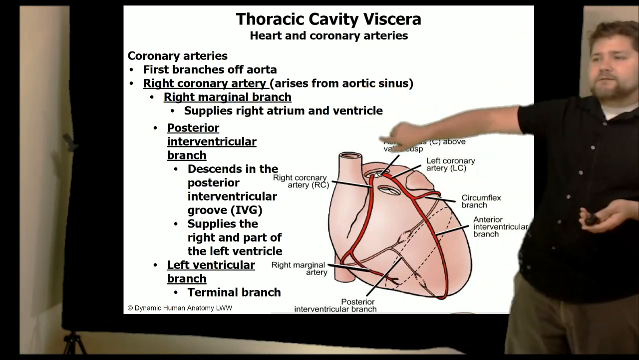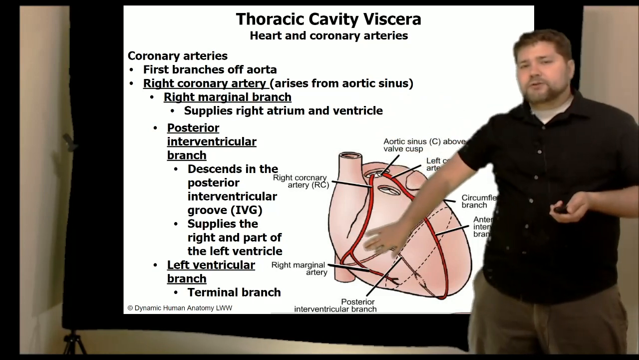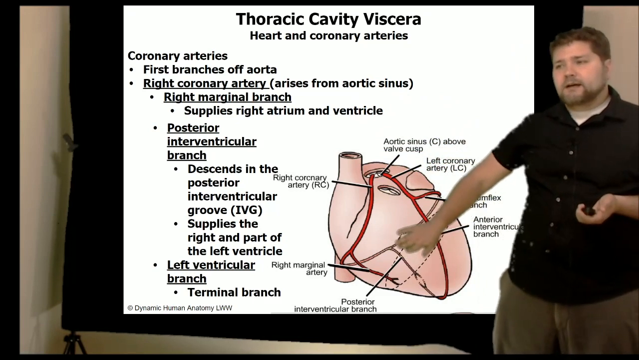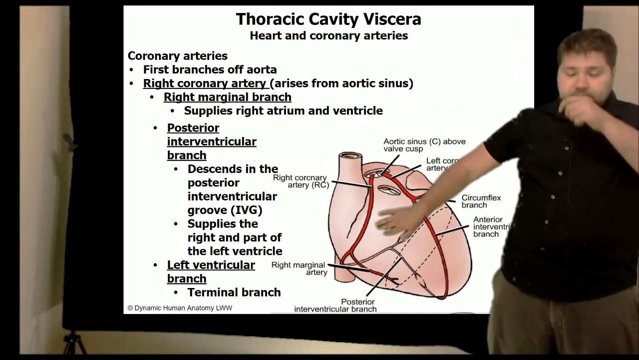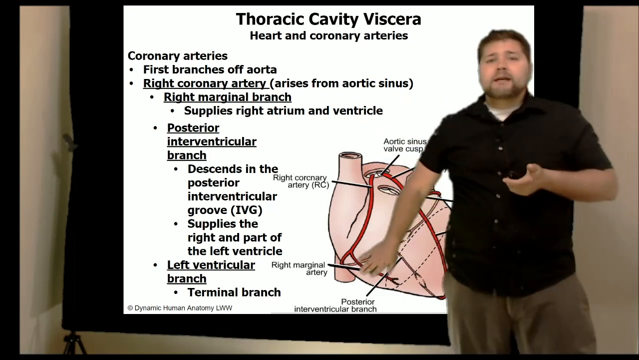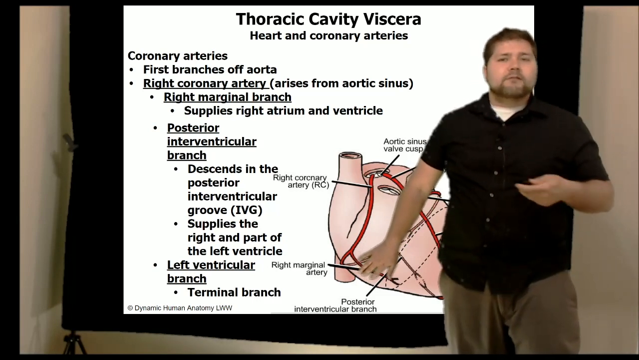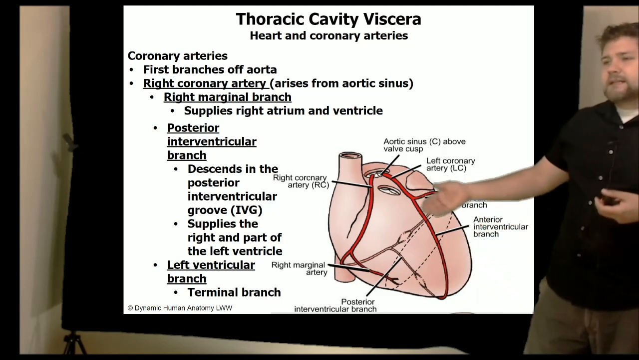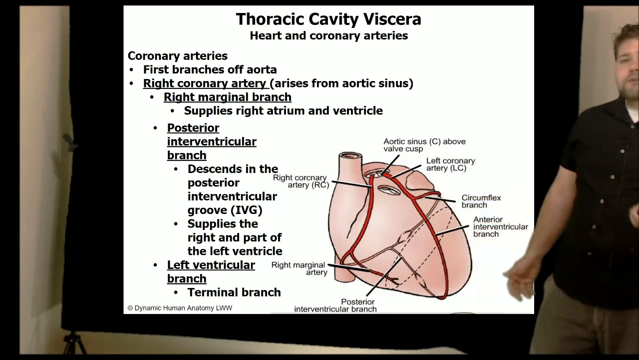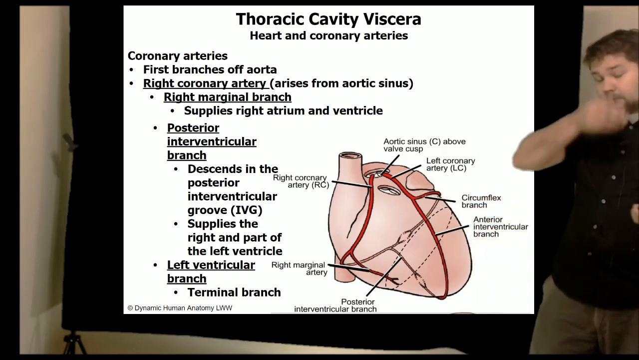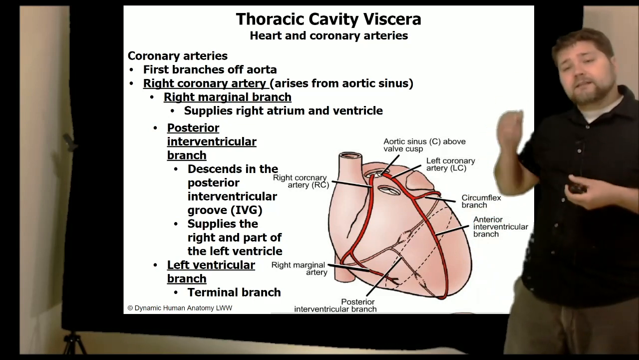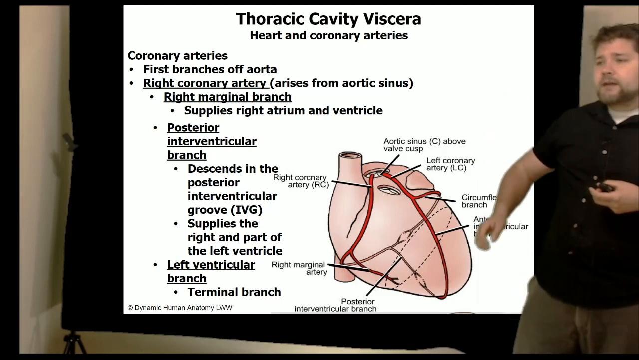It's going to give off, so you can come here and you'll see a right marginal vessel, which is going to predominantly supply your right-sided ventricle and atrium. And then it's going to wrap around, and in most hearts, it creates what's known as the posterior interventricular branch. And this is going to descend along the posterior interventricular septum that you can kind of palpate. And the septum is the point that divides the left from the right ventricles.